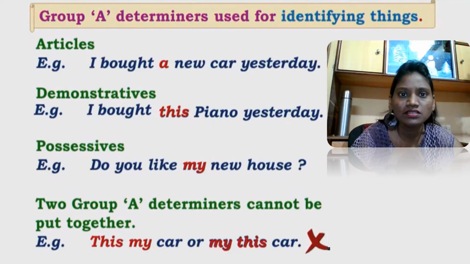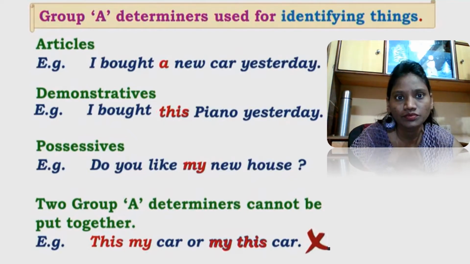Group A, determiners used for identifying things. Under that, articles. The example for articles: I bought a new car yesterday. A new car. Car is noun. Next, demonstrative. The example: I bought this piano yesterday. Possessives. Example: do you like my new house?